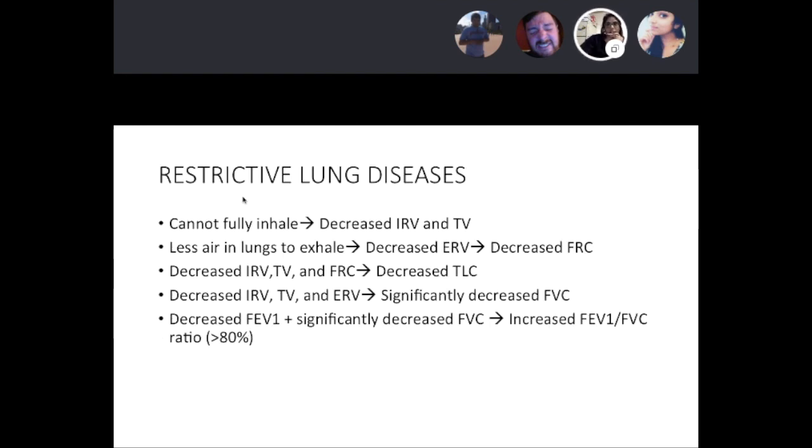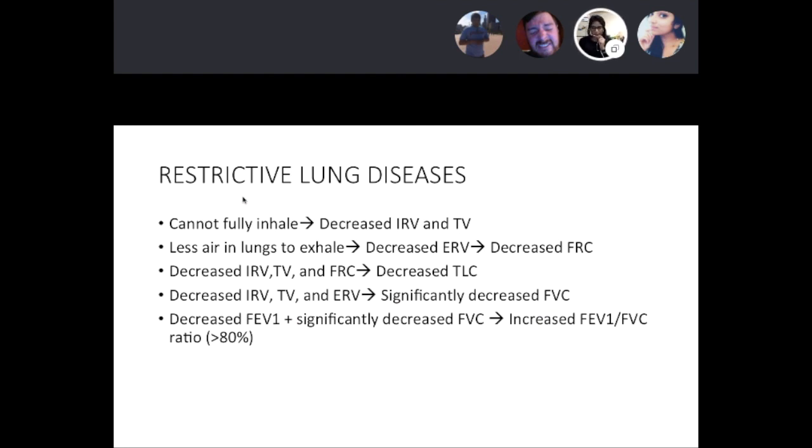In these patients, they cannot fully inhale because the lungs don't expand fully, or because they are damaged or restricted. Can somebody name some of the diseases that fall under the restrictive lung diseases category?